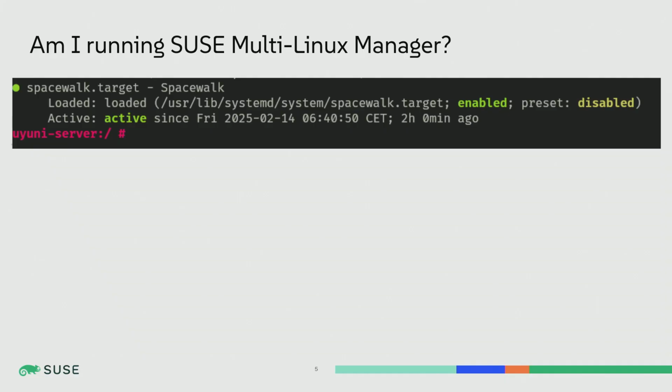And you even see that above here we have a spacewalk.target, right? So we have the upstream names, even the old ones that are popping up here and there in the command lines and in the container. So you have even an rhn-something command, coming from Red Hat Network even. So Uyuni is one of them. It's just a new upstream.